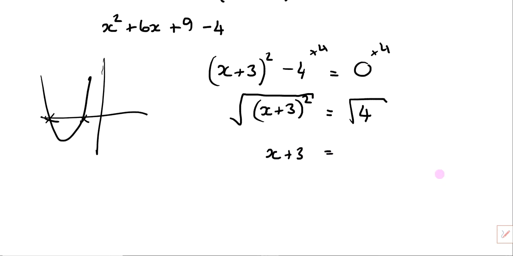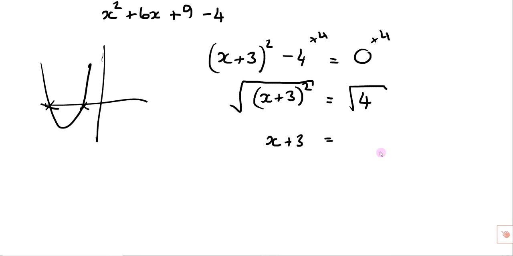And what is the square root of 4? 2. But also negative 2, no? What's the square root of 4? 2 and negative 2. Yeah? When you do a square root, you must always do positive and negative. So now I've got my two options for x.